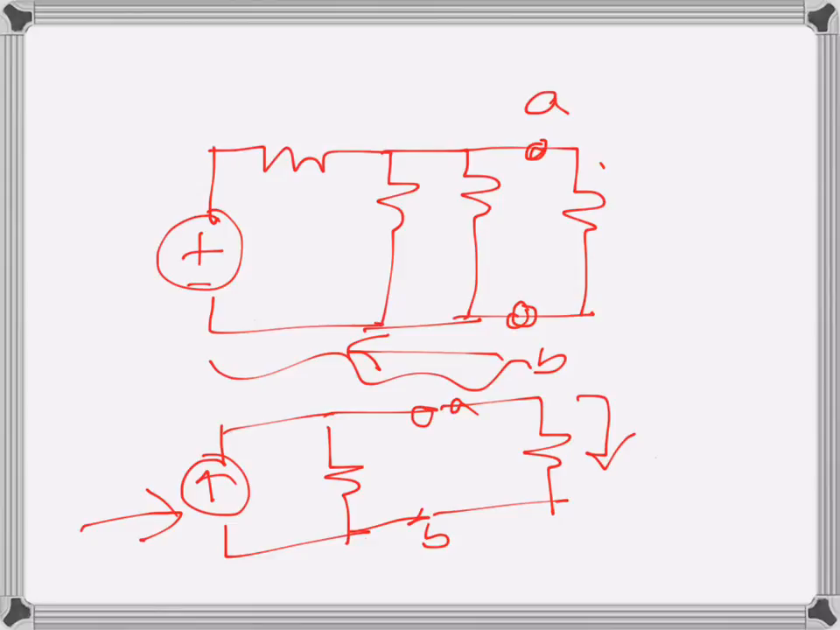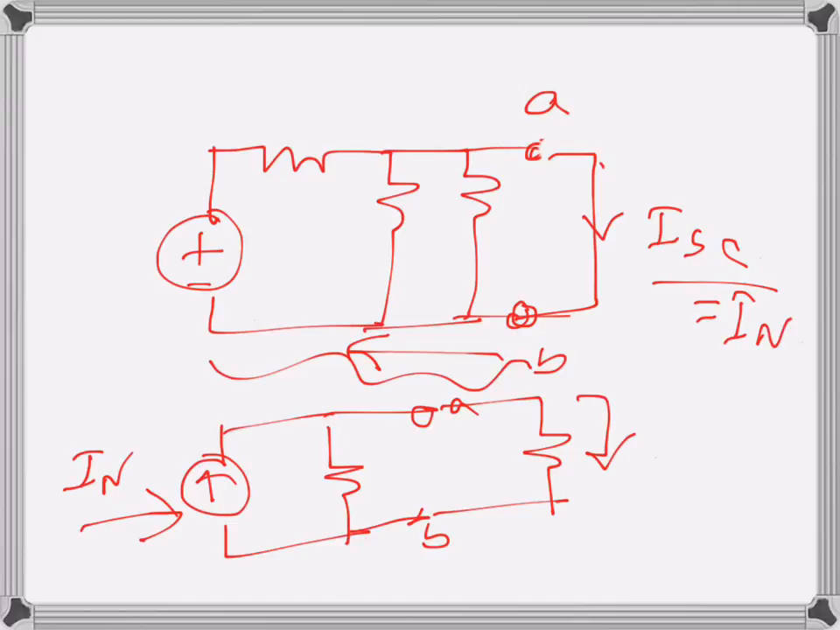We first disconnect it here at the terminal, and then we short circuit this. This one is short circuited, and we find the short circuit current. In Thevenin's theorem, we used to disconnect the element and find the open circuit voltage. Here we disconnect and short circuit it, and then we find the short circuit current. So that's how we get Norton's current, which is the short circuit current. This one is Norton's current.